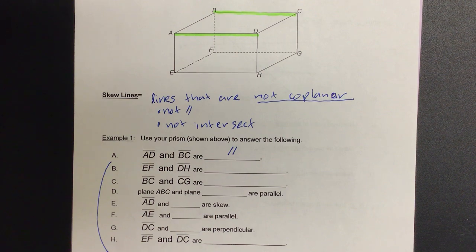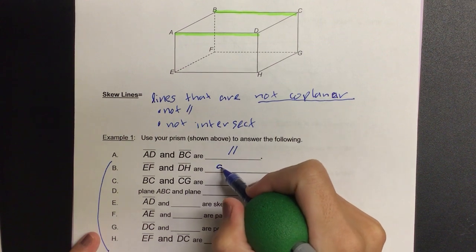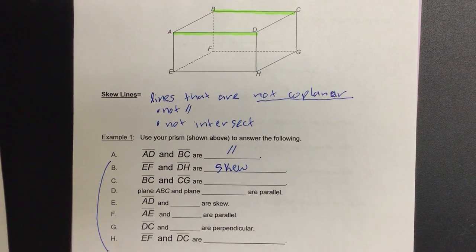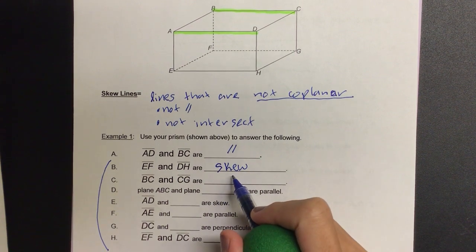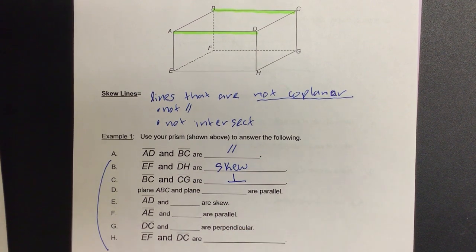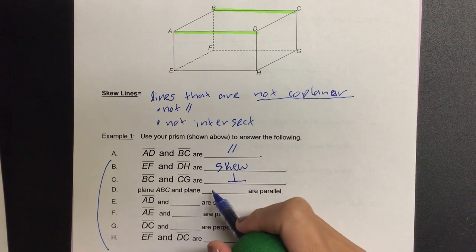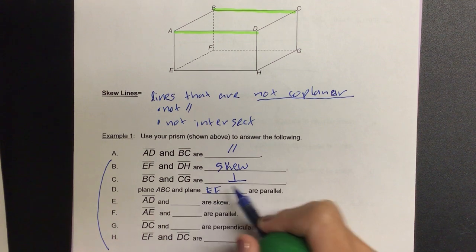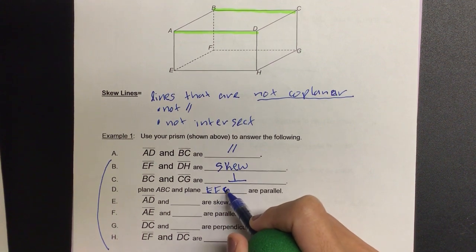All right, when I call on you, I want you to give me the answer. Sutton, EF and DH are? Skew. Okay, Charlie, what about BC and CG? Very good. Okay, Katie, what about plane ABC and plane blank are parallel? EFG. Very good. Does that mean you have to use these specific three letters? Use any three.